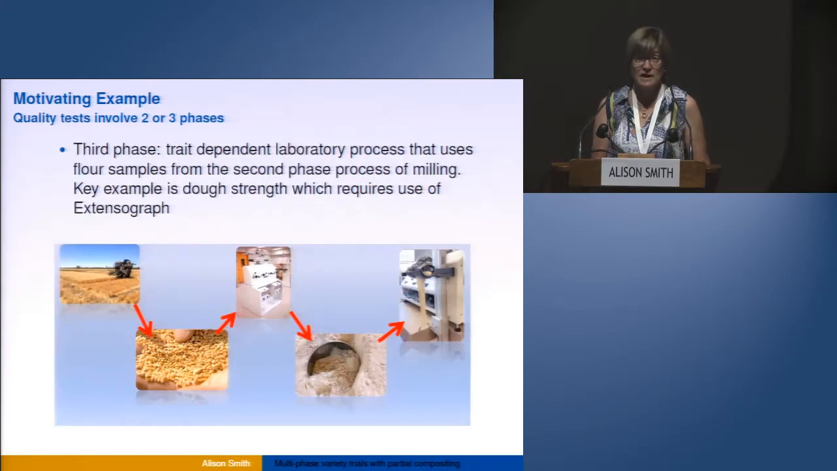Other traits might require another phase, a third phase. Once again, it's another laboratory process, but this time the process starts with the flour, which was obtained from the second phase. And a key example are traits to do with the strength of the dough. And once again, nice representation here. We're starting with the field trial, we're getting the grain, it goes through the Buehler mill, which produces the flour, and then from that, for this particular trait, it's actually made into dough, and it's put on a machine and it's stretched, and the resistance and the strength is measured.